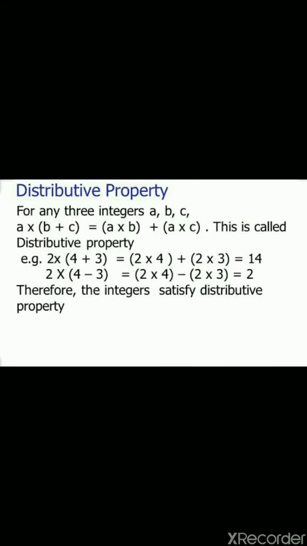Distributive property. By taking three integers a, b and c, a multiplied by b plus c is equal to a multiplied by b plus a multiplied by c. This is called distributive property. By taking the example 2 multiplied by 4 plus 3, we just open the bracket on the right hand side and then solve, we get 14. And the same with the other example here. Therefore, the integers satisfy distributive property.